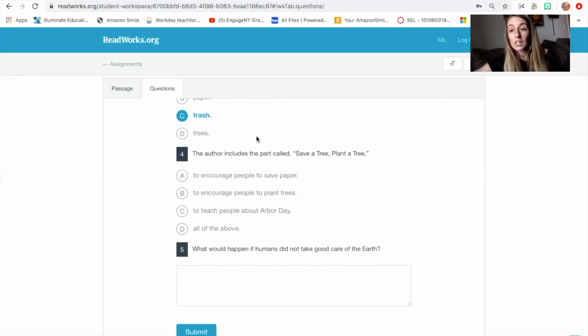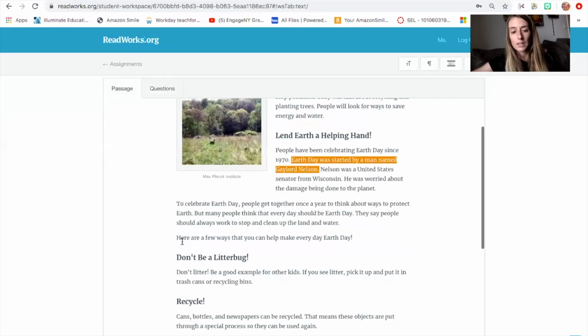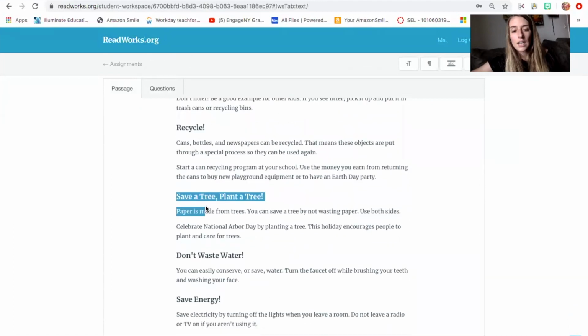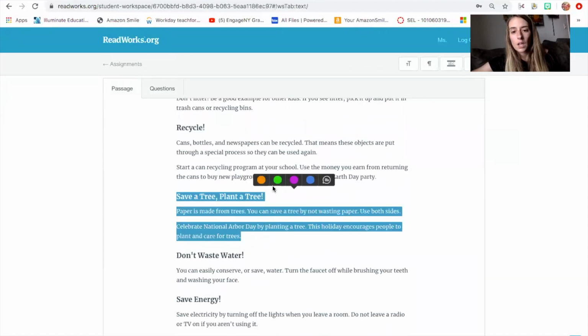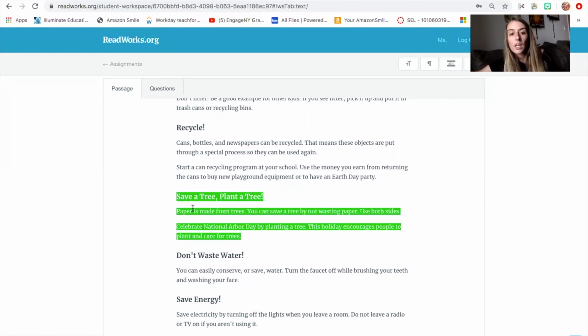All right, our last multiple choice question. The author includes the part called Save a Tree, Plant a Tree. Okay, so this question is asking me, why did the author write the section Save a Tree, Plant a Tree? What are they trying to get us to do? So I need to go back to that section and I'm gonna reread. Save a tree, plant a tree. Let's highlight it so we make sure we know this is the section that we're reading.